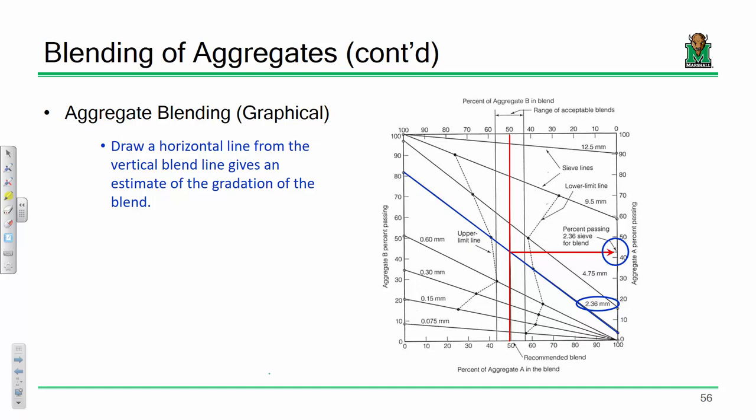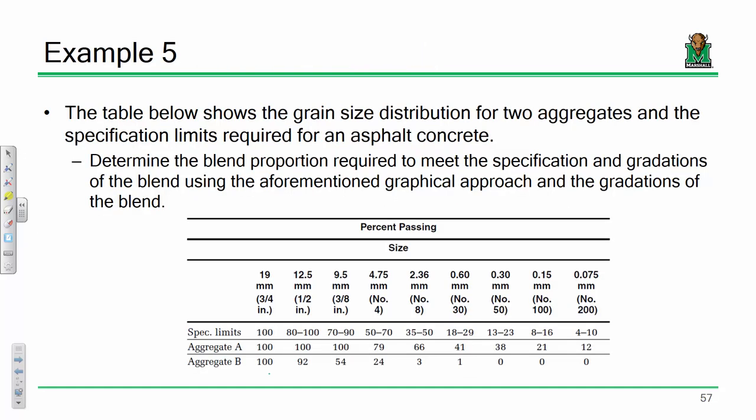Once you determine your final blend, you can determine the percent passing each individual sieve. Again, just using linear interpolation. Don't worry, we'll take this one step at a time.